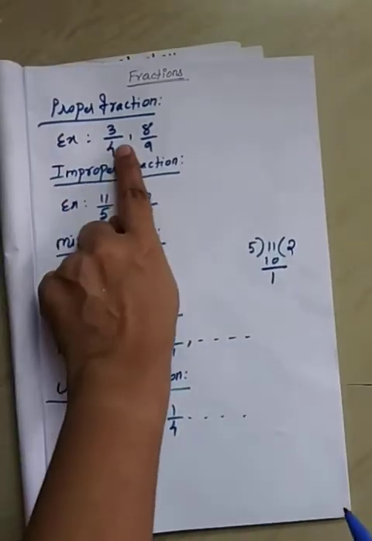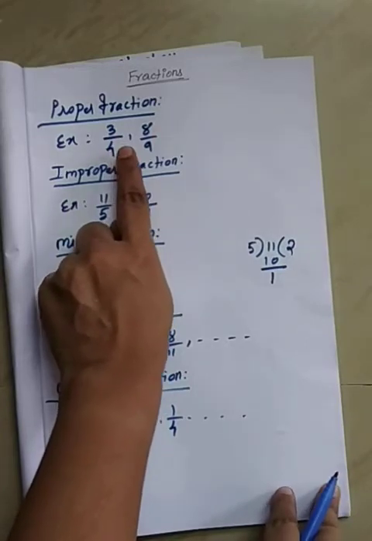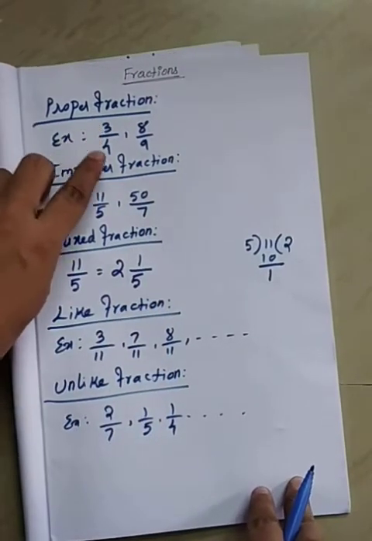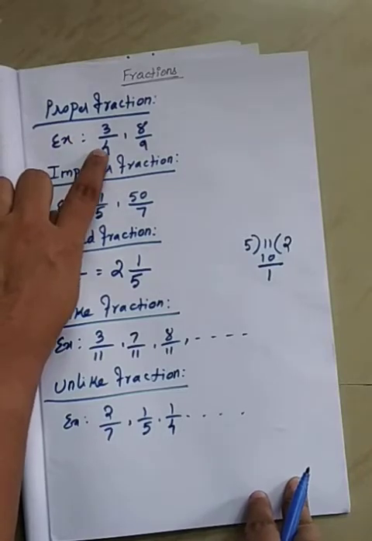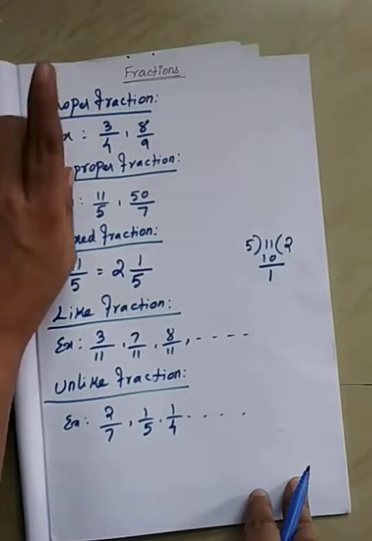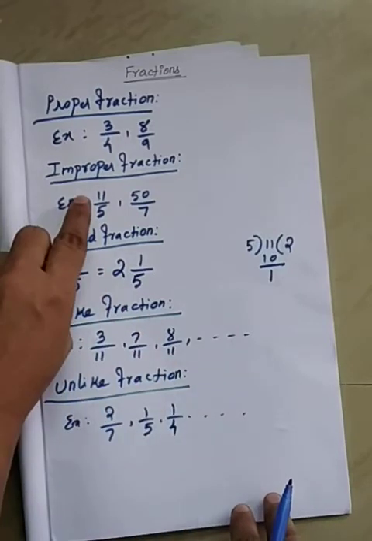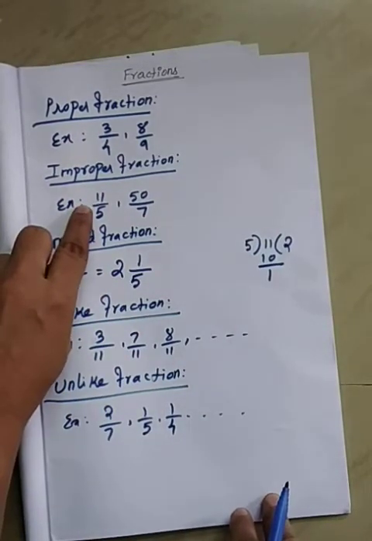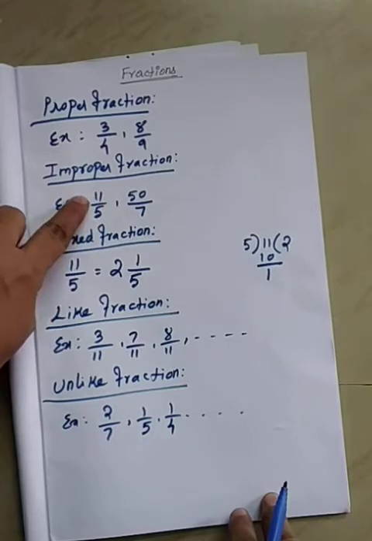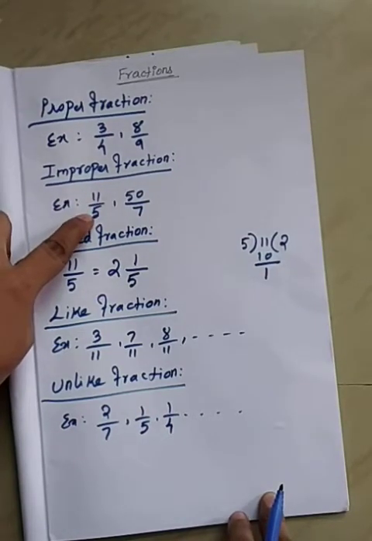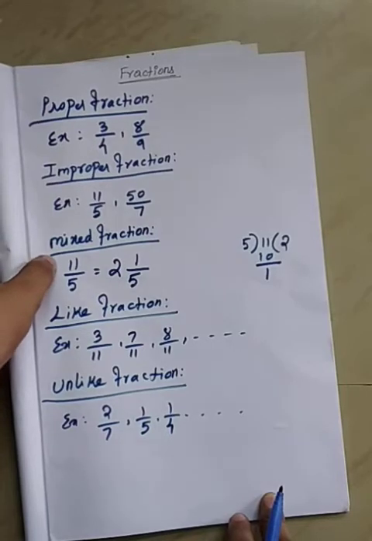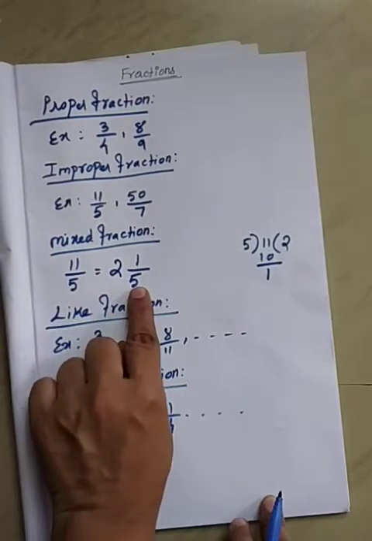See, what is the proper fraction first? This is the numerator. This one is the denominator. The denominator is bigger than the numerator. What is the improper fraction? This is the numerator. The numerator is bigger than the denominator. Clear? Mixed fraction means you have to write in these terms.